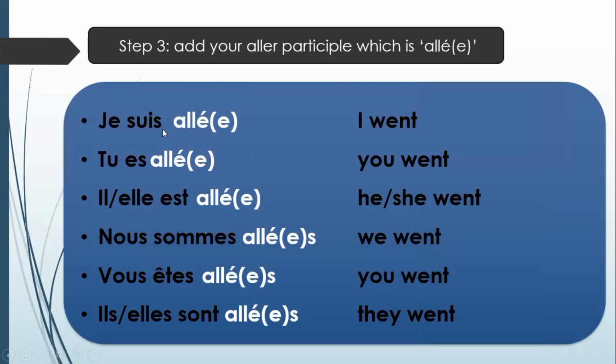Tout le monde? Je suis allé. Tu es allé. Il ou elle est allé. Nous sommes allés. Vous êtes allés.